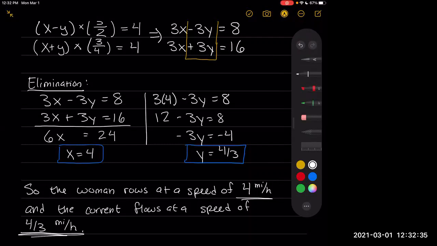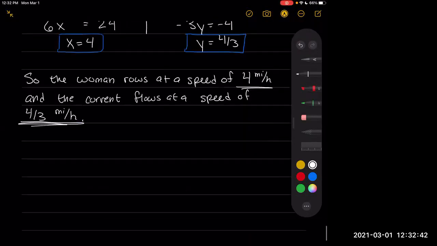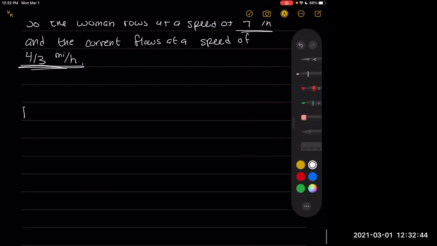Okay. So we're going to look at one other example of this type. I'm going to move a little bit faster now that I've broken down the steps kind of slower. And this is a mixture problem.